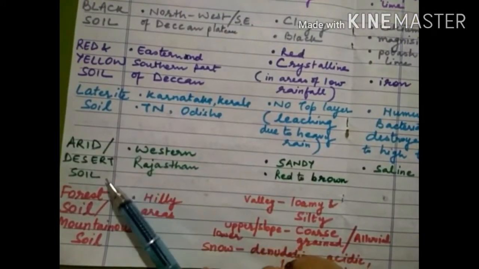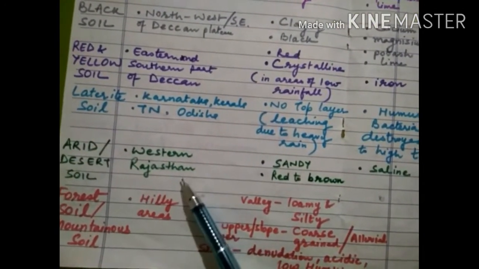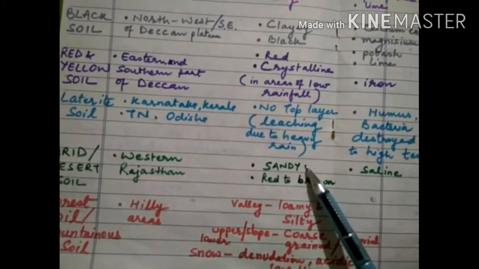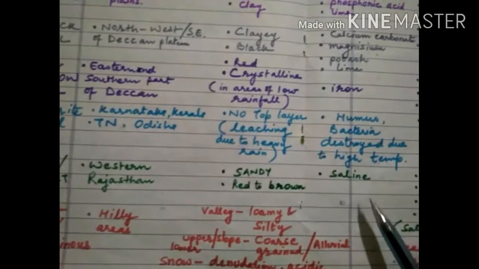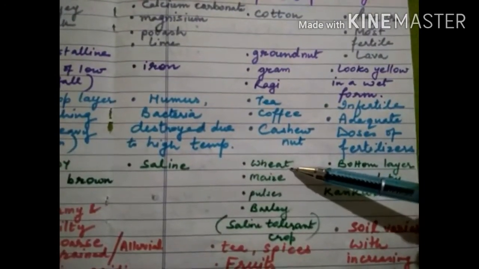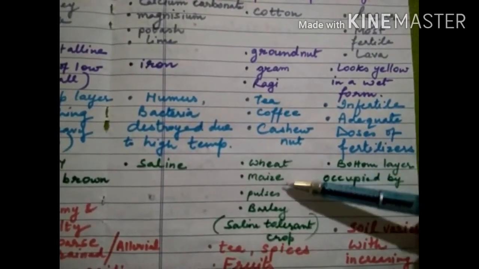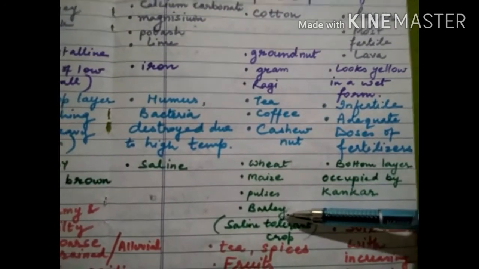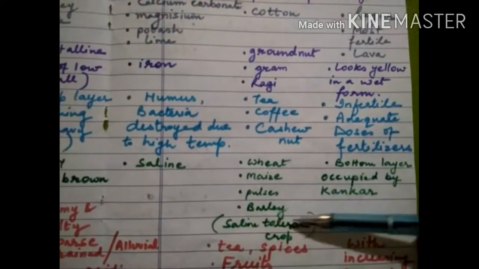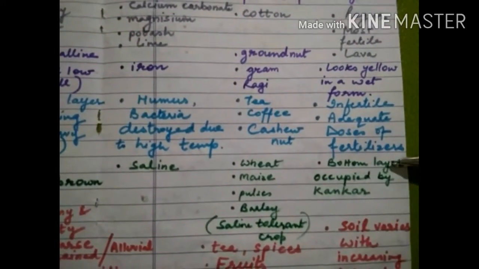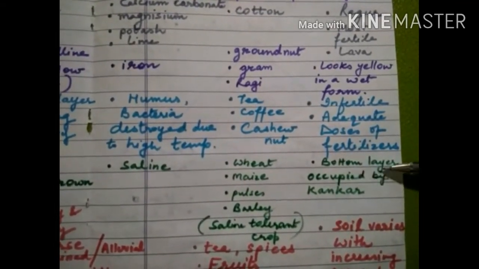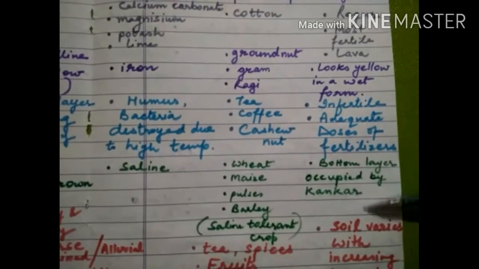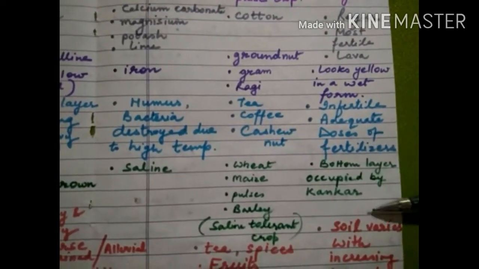Now arid and desert soil, which is found in western Rajasthan. It is sandy in nature and its color is red to brown. It is saline in nature. This soil can be used for the production of wheat, maize, pulse or barley, as these are all saline tolerant crops. And a special feature of this soil is that its bottom layer is occupied by kankar nodules and it has only 2 layers of soil.